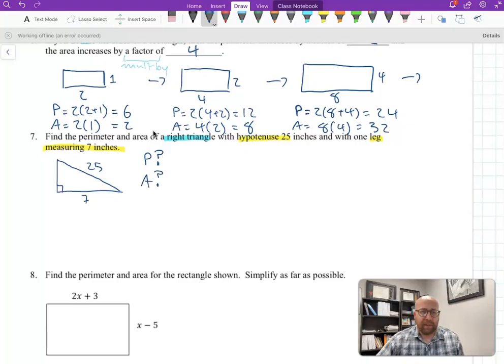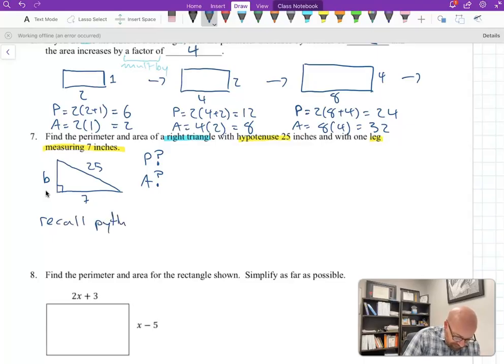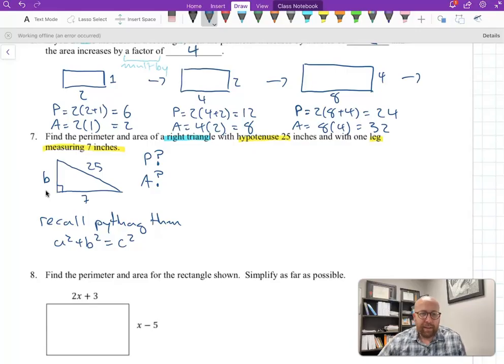Now, to answer these questions, we're going to need to know this missing side. Let's call this missing side B. In order to answer the questions of perimeter and area, we need to know what B is. So how do we go and find B? Well, remember from a previous section, the Pythagorean theorem, which says that a squared plus b squared is equal to c squared. This is what we're going to use in order to find B.